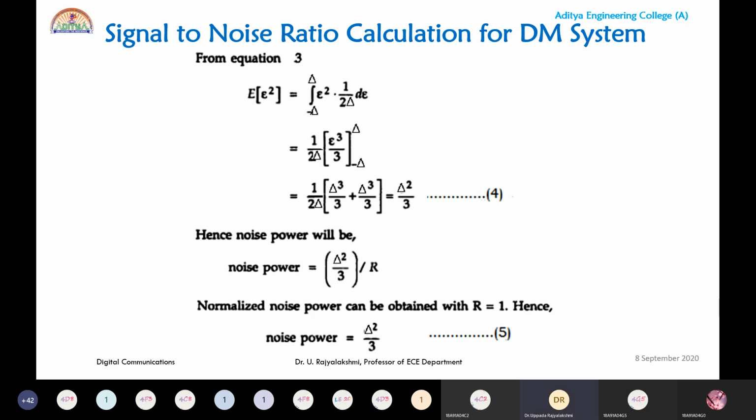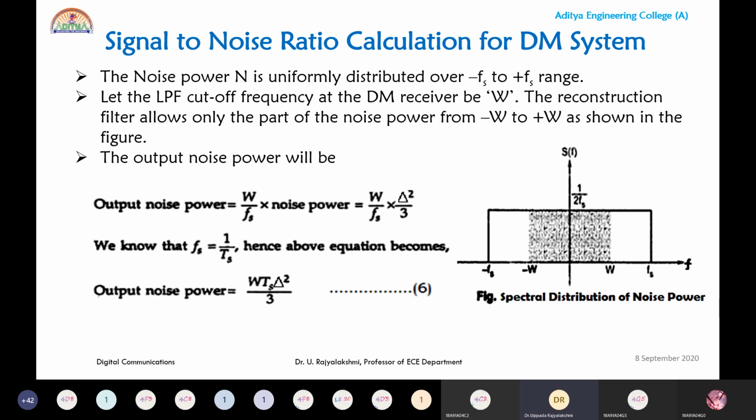Now please let us substitute these values in the case of SNR. So what is the definition of SNR? Ratio of signal power to noise power. Okay. Now please let us assume, and then please go through the figure shown here.